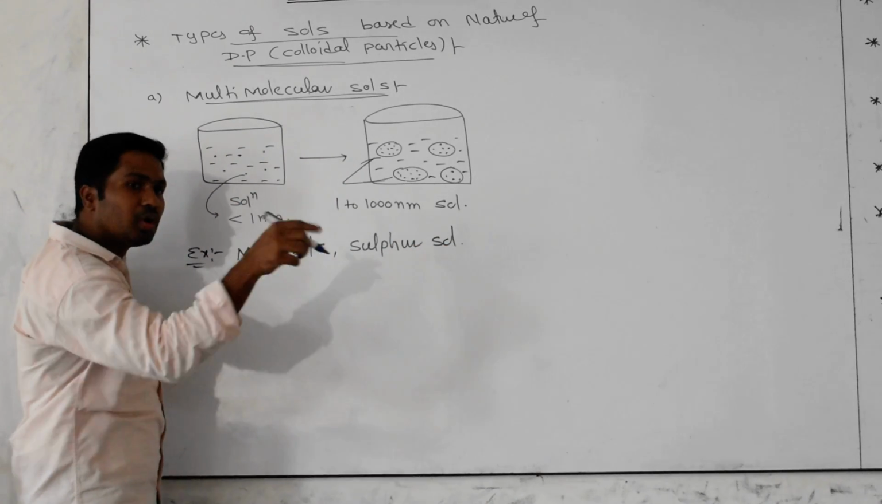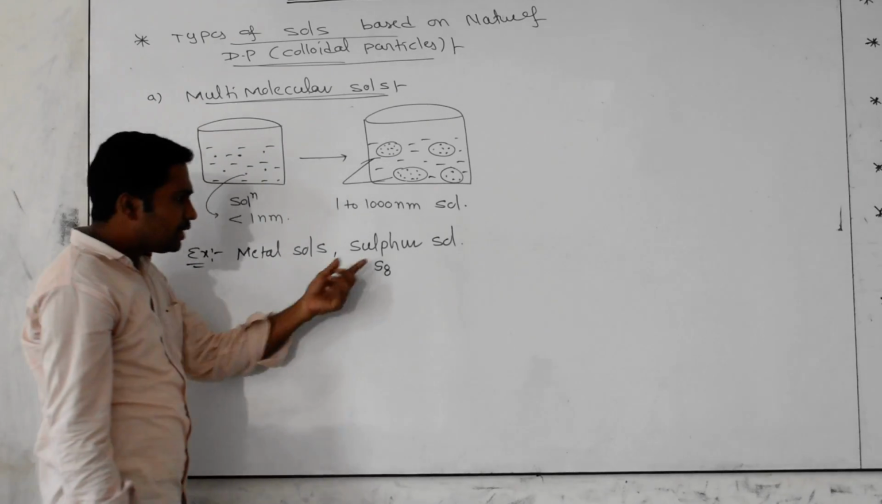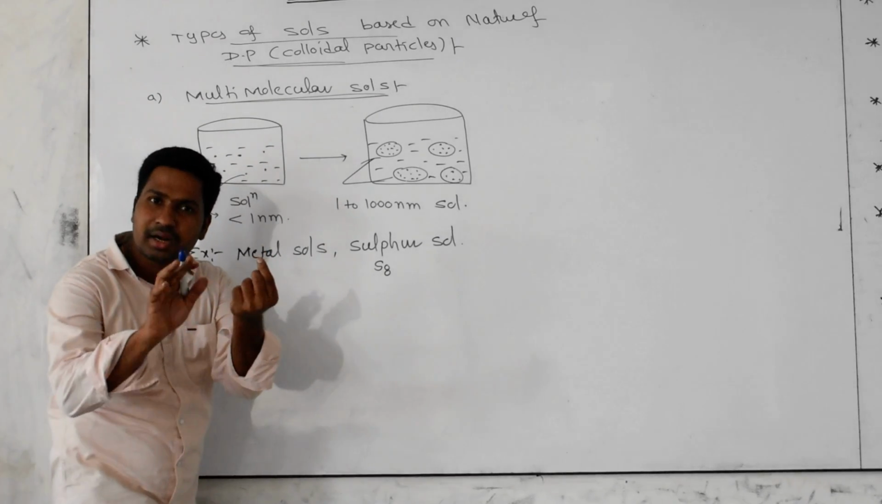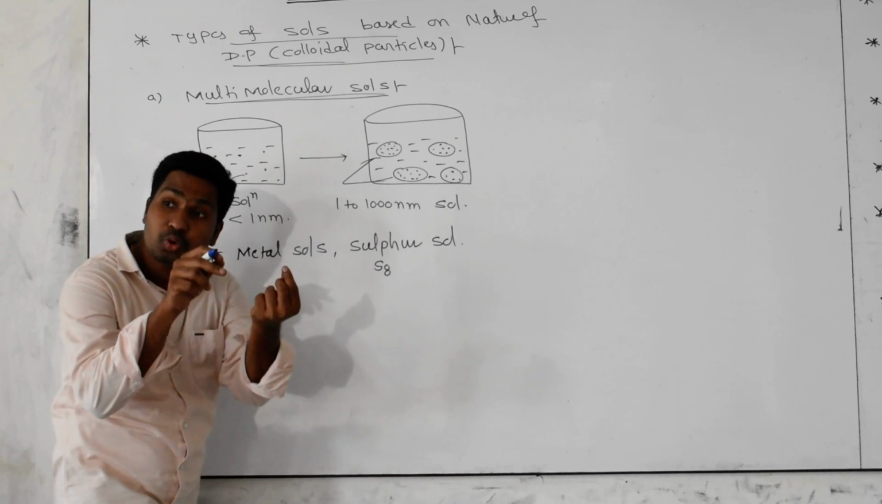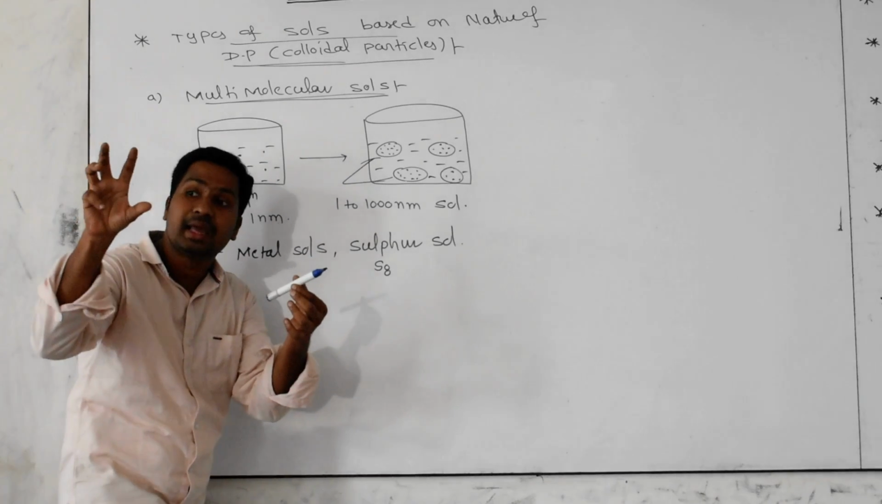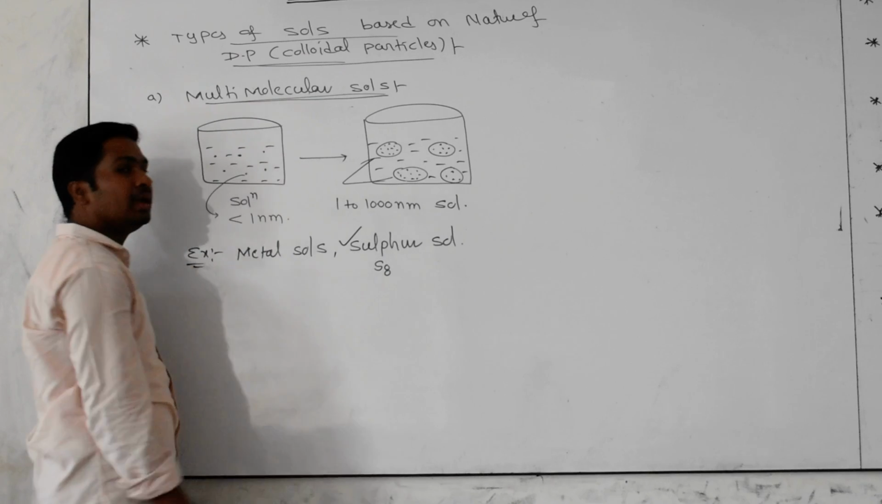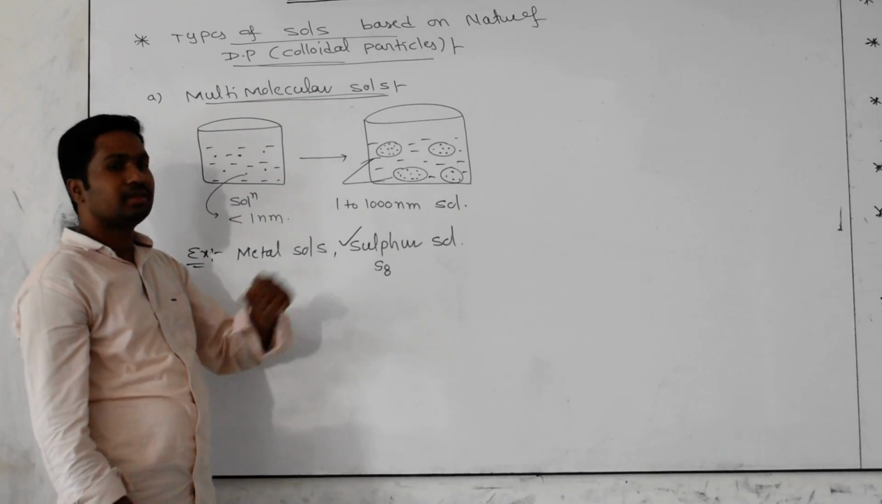In the sulfur sol, what is the constant particle? S8 is the element. Even though it is very small, it does not come under the colloidal particle range. So what will they do? Many S8 particles aggregate together, becoming like a colloidal particle. That's why sulfur sol is also called a multi-molecular sol.